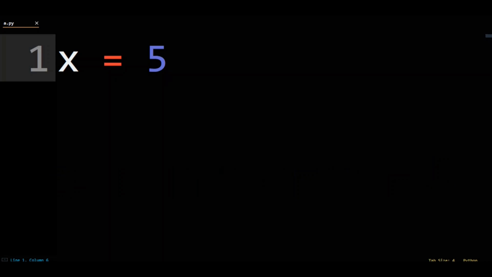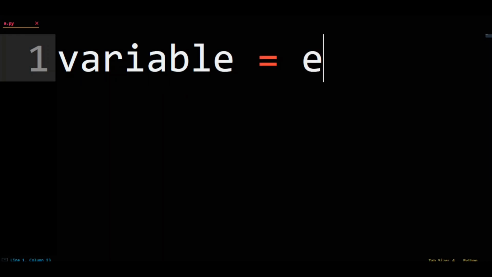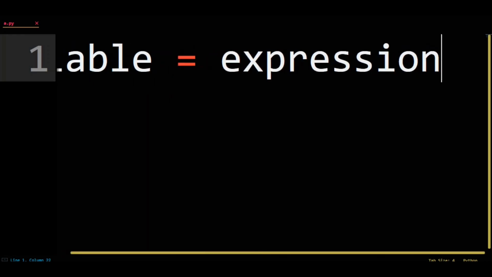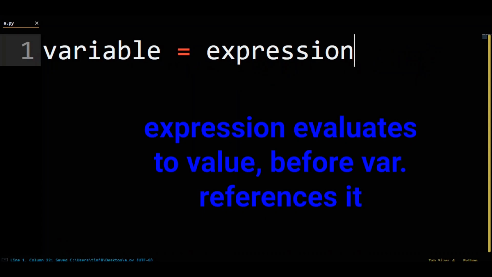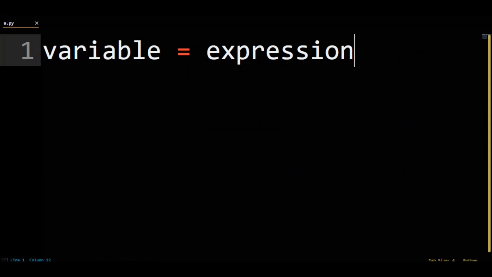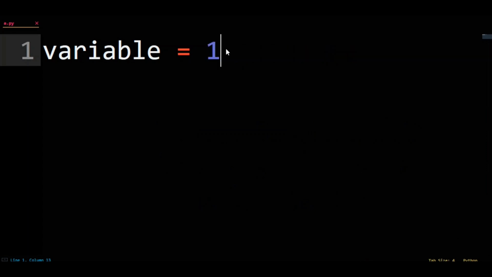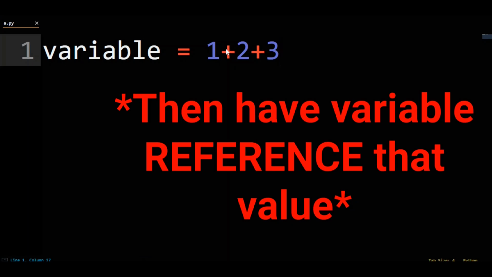This can be generalized. Any assignment statement can be written as variable equals expression. The right-hand side, or the expression side, evaluates to a value before the variable references it. For instance, we can make variable equal 1 plus 2 plus 3. This won't give you any kind of error. It will simply compute the sum to be 6, then store that value in variable.